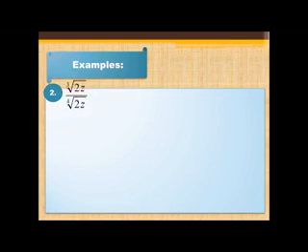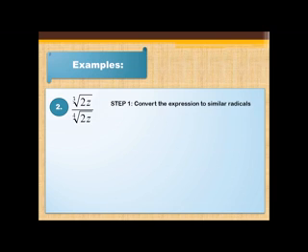Let's have another example. Cube root of 2z over the fourth root of 2z. First, let's do step 1. Convert the expression to similar radicals. First, let's change the expression to rational, and it will become quantity of 2z raised to the power of 1/3 over the quantity of 2z raised to the power of 1/4.